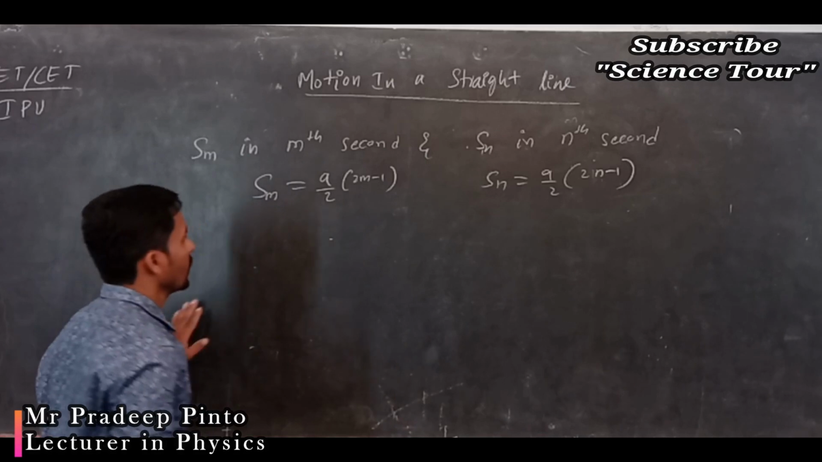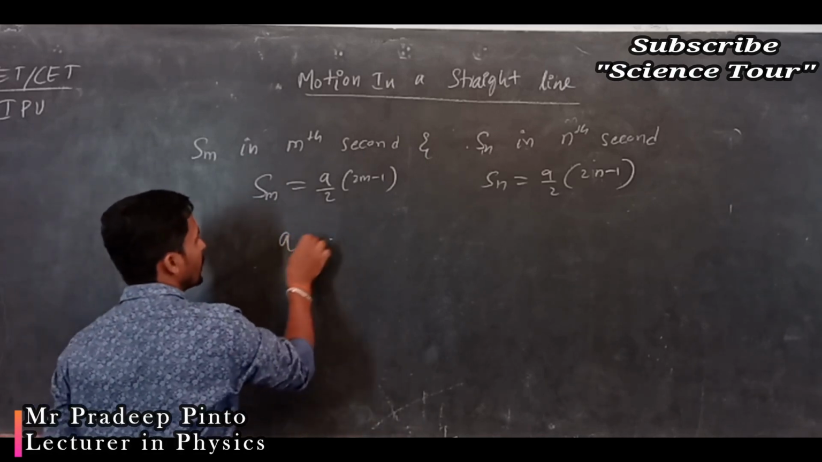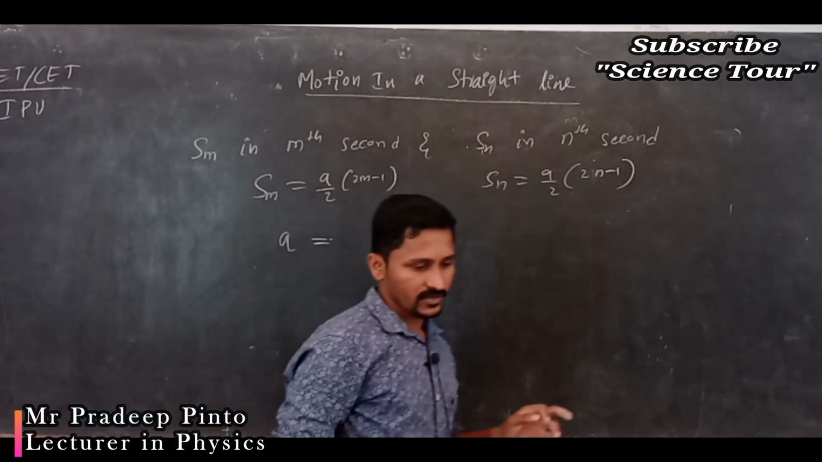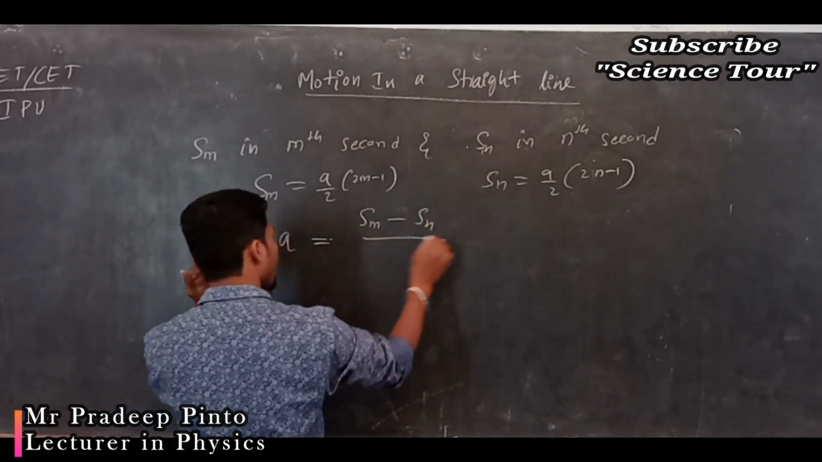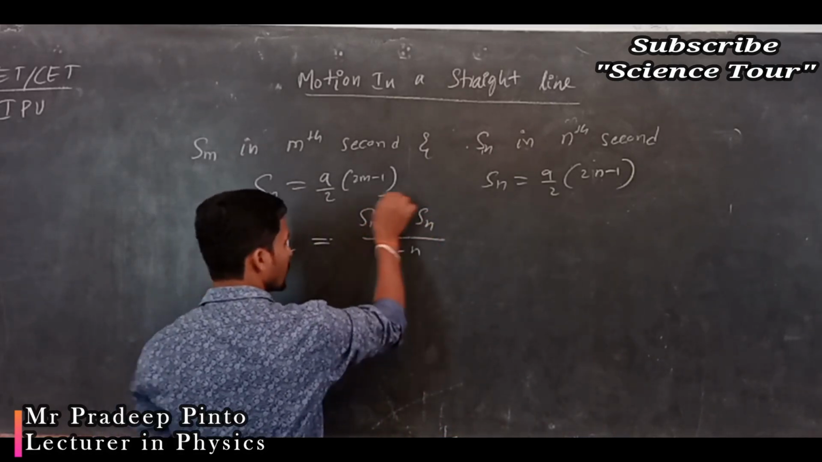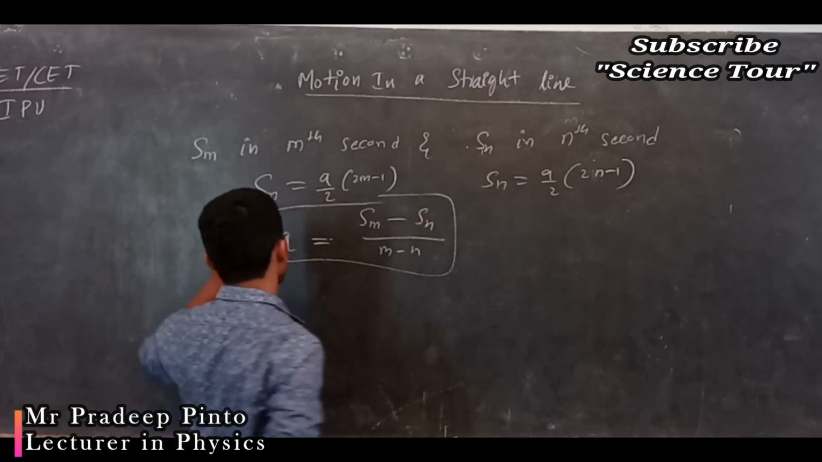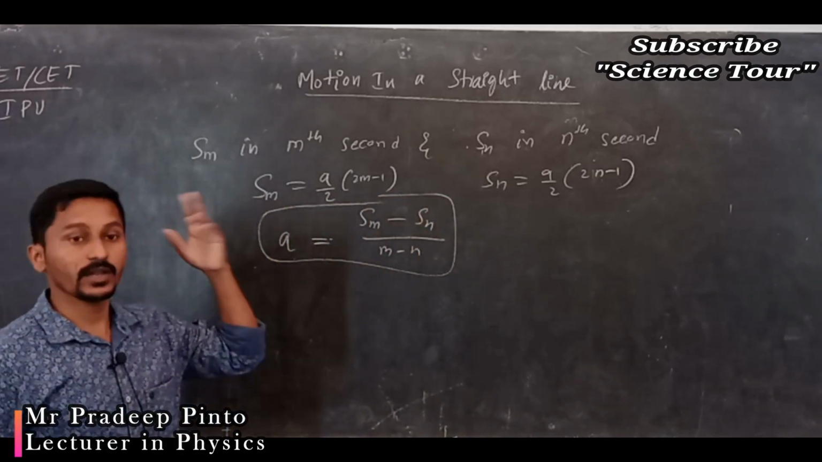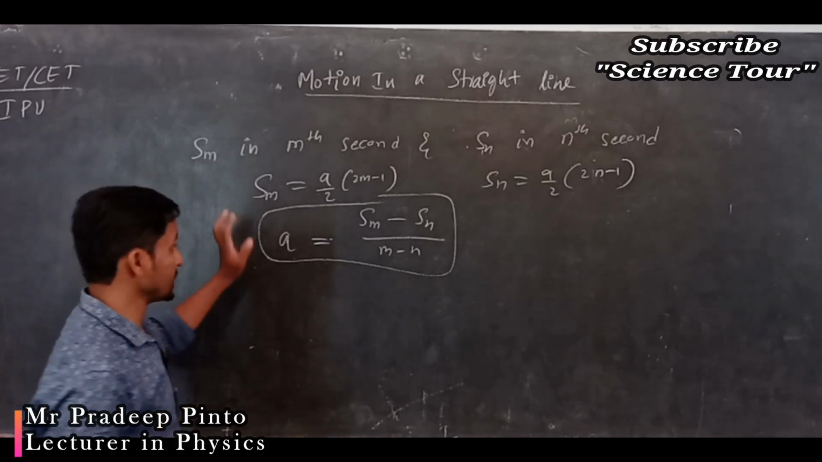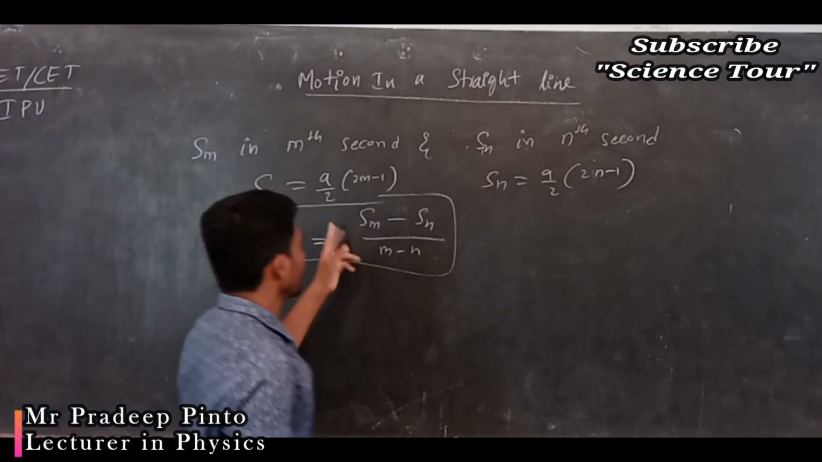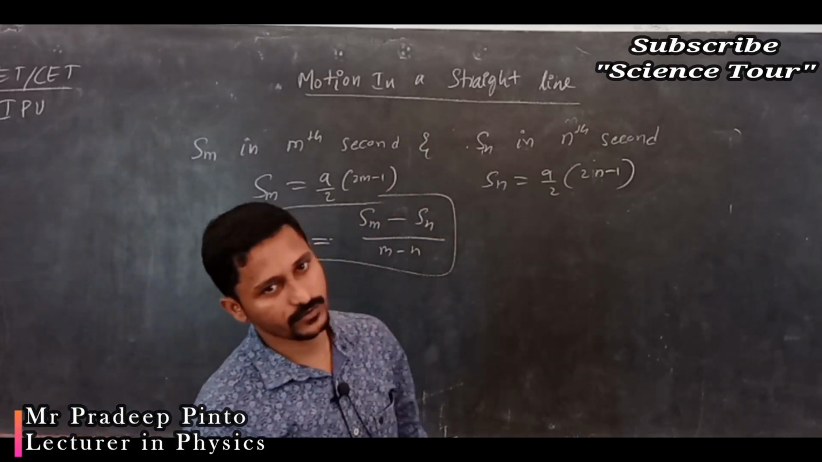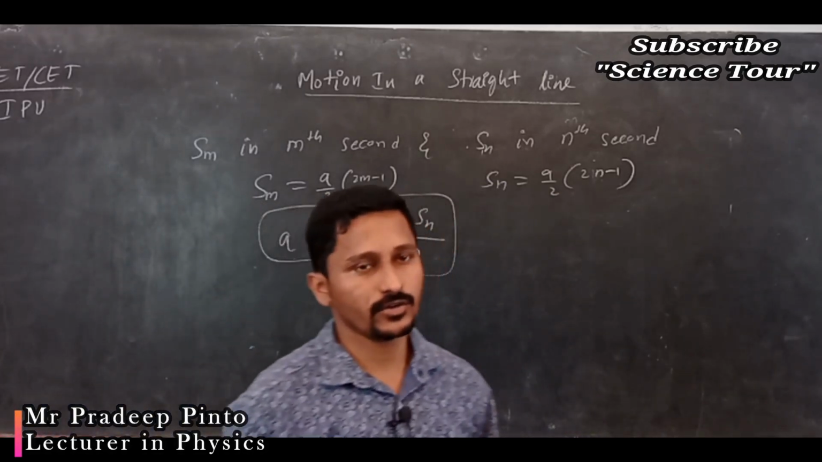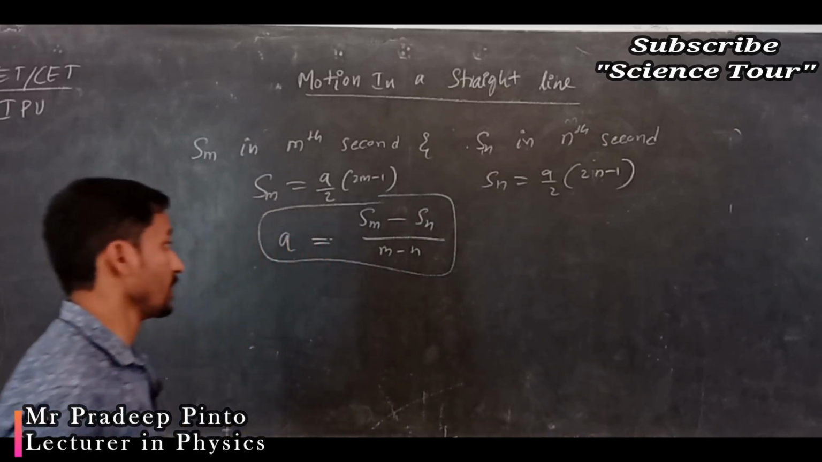Now acceleration will be displacement by time, right? So a equals Sm minus Sn divided by m minus n. If m is the first second, then Sn will be more in the later second, so if you put it the other way, a negative will come. If m is the first second you put and n is the second you put, that is how you can find out a that way also.